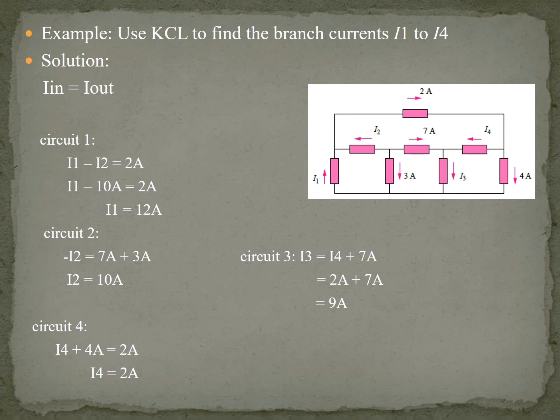Using the equation I in equal to I out, let's look at circuit 1. For equation 1, we get I1 minus I2 equal to 2 ampere. For circuit 2, we get I2 equal to 7 ampere plus 3 ampere. Then we will get I2 equal to 10 ampere. We already have I2, so we can substitute I2 into equation 1. Then do the same step for circuit 3 and 4 to get the values of I3 and I4.